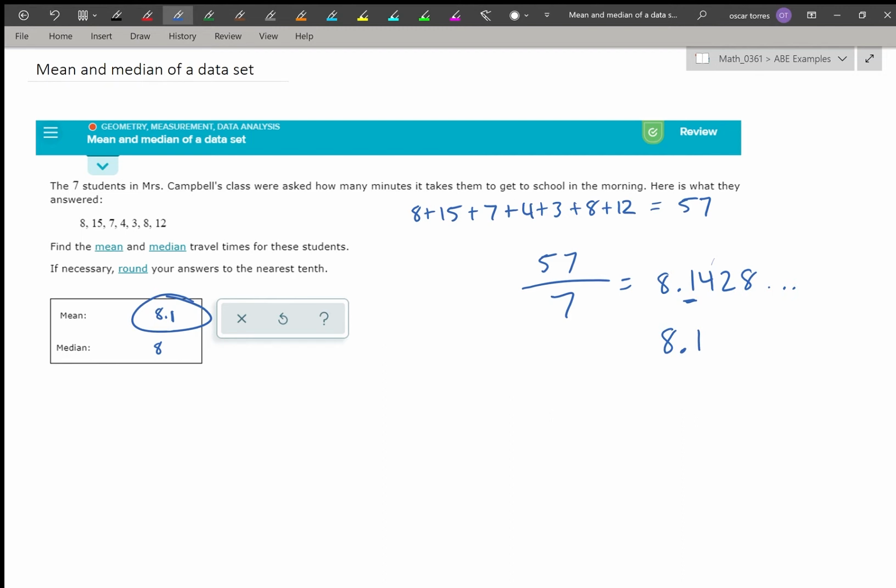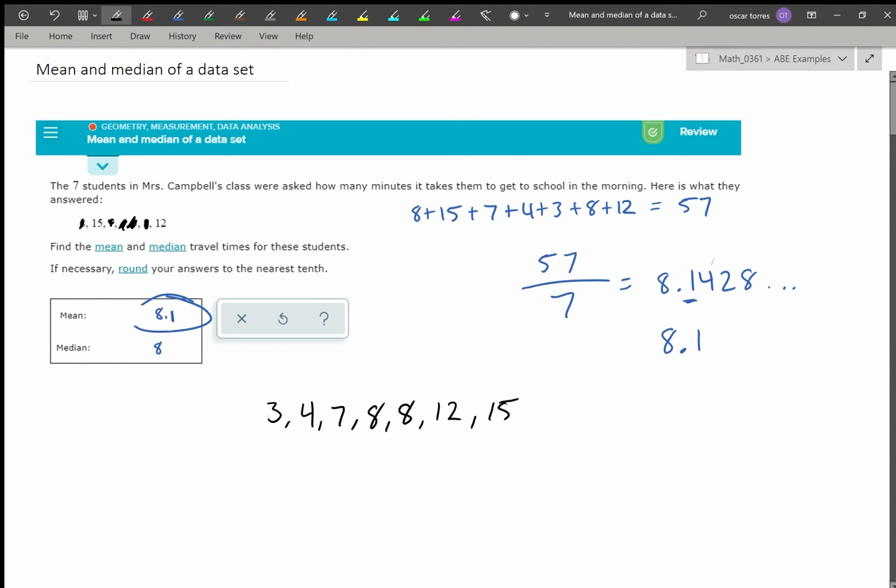So to find the median, it's important to rearrange our numbers first. So I'm going to take all of my numbers and I'm going to rewrite them from least to greatest. So I'm going to start off with my lower values, which is 3, then go to 4, and I'm just crossing them out so that I keep track of which ones I used up. After the 4, there's a 7, then there's an 8, then there's another 8, and then we have 12 and 15. So we've rearranged all of our numbers.